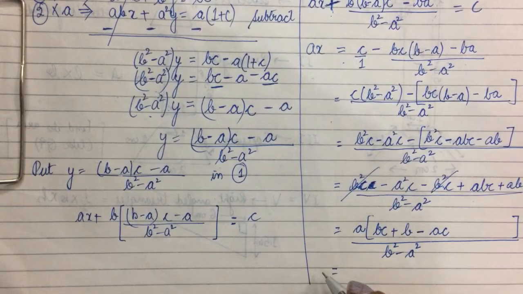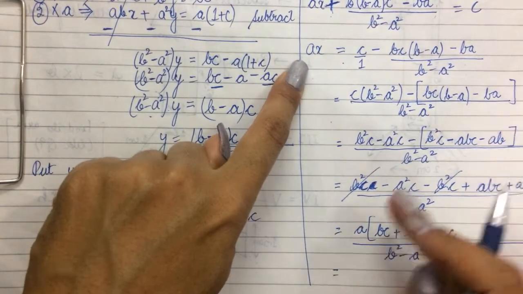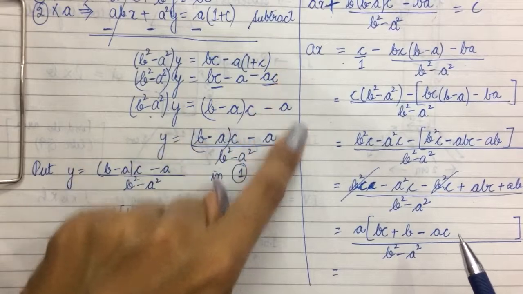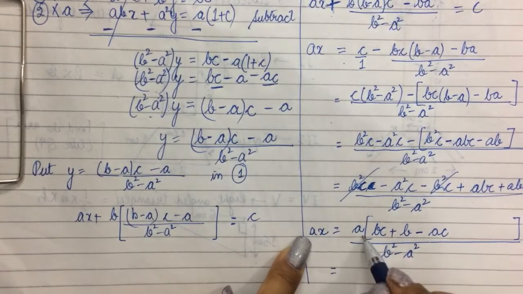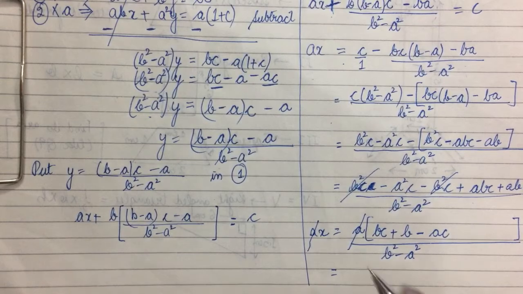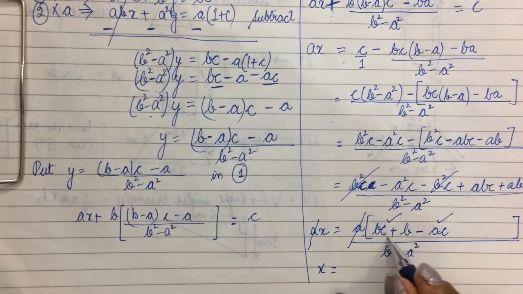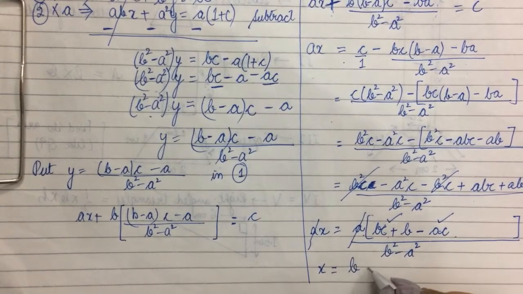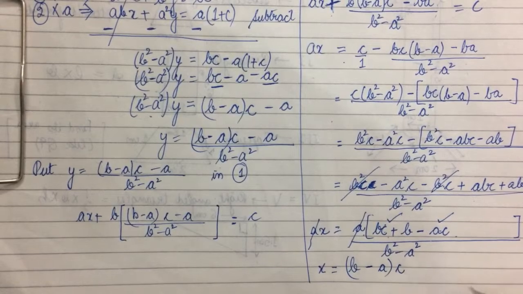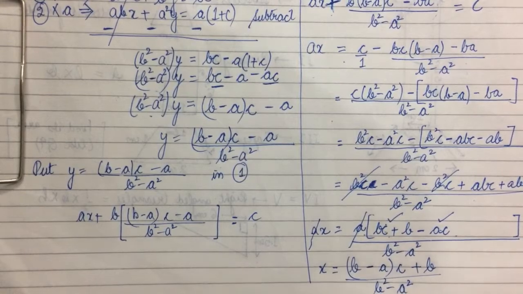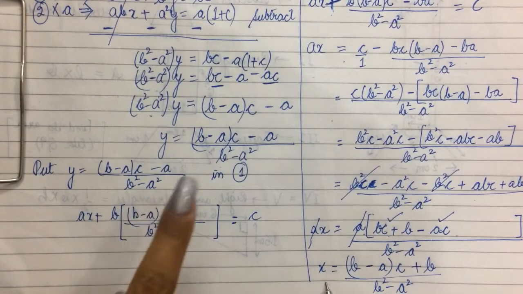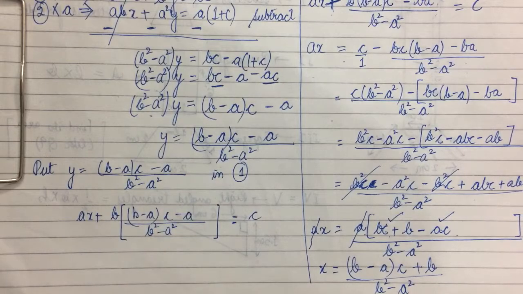Simplifying this further, on the right hand side we have the simplified value. Let's bring the left hand side over here. This and this a, they get cancelled, so x comes out to be, combining these two, c is common, so b minus a in the brackets, outside I have c plus b, in the denominator b square minus a square. So these are the values of x and y which are the answer for this pair. Let's do the next part.